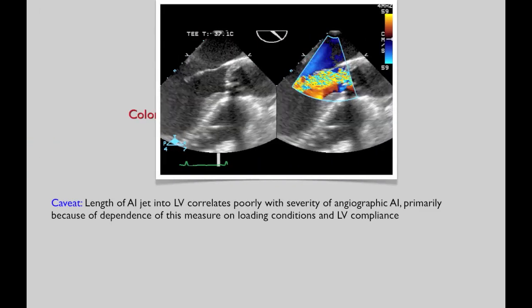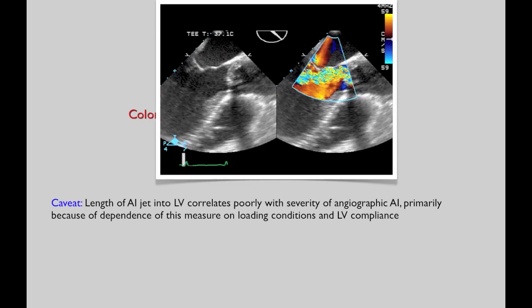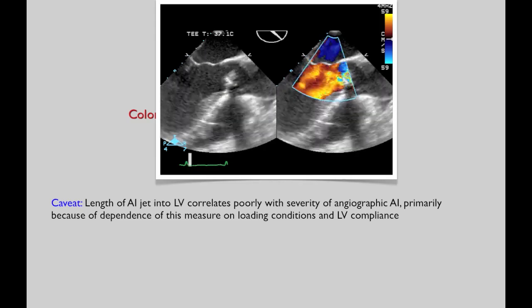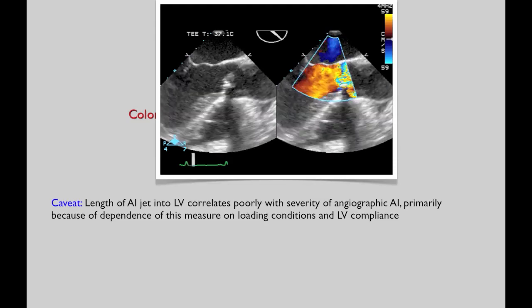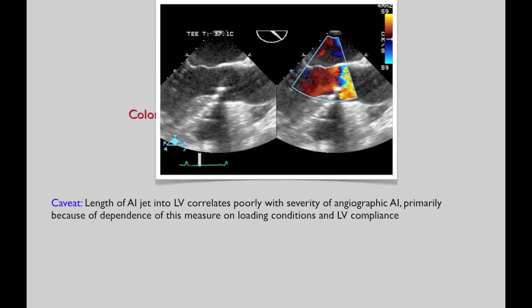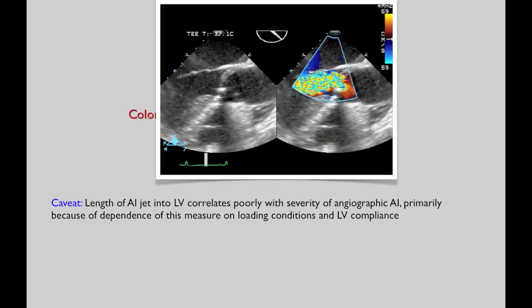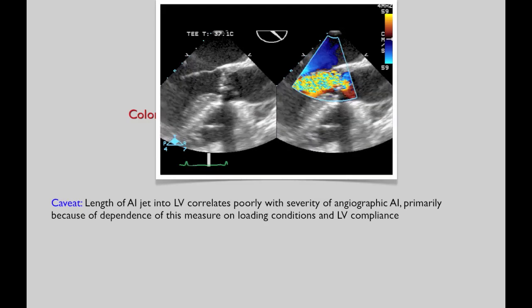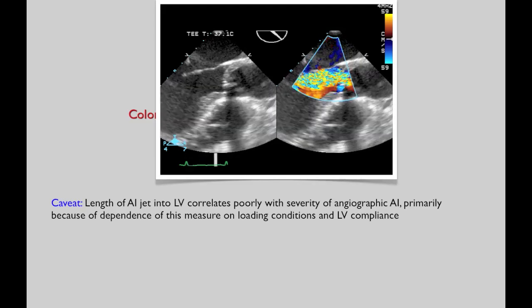Here's an example of assessment of color flow in the mid-esophageal aortic valve long axis. One of the things that we traditionally have looked at is the length of the aortic insufficiency jet extension into the left ventricle, but that's been shown more recently to correlate poorly overall with severity of aortic insufficiency, mostly because of the effects of loading conditions and left ventricular compliance on this measure. However, it still may be used in concert with other modalities to help predict severity of aortic insufficiency. As a rule of thumb, if the aortic insufficiency extends past the papillary muscles, it's at least moderate to severe, and if it touches the back wall of the ventricle, it is severe.